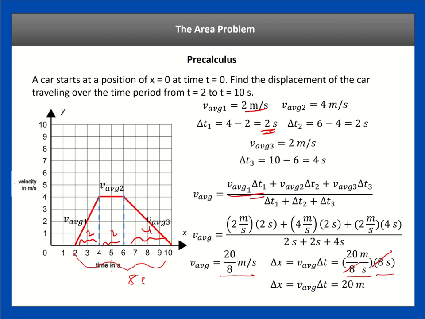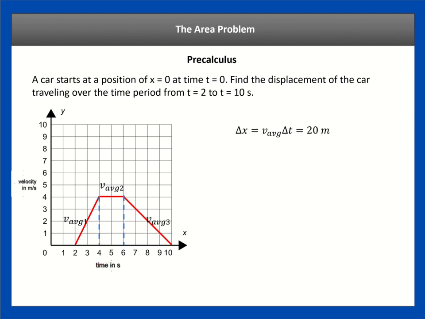All right, so we know how to do this using that, but now we know that we can also find the area under the curve, right? If I find the area of this trapezoid, I should get the same thing, right? So we know that the displacement is 20 meters. This is the area of the trapezoid under the curve. So we know that the area of a trapezoid is 1/2 height times base 1 plus base 2.